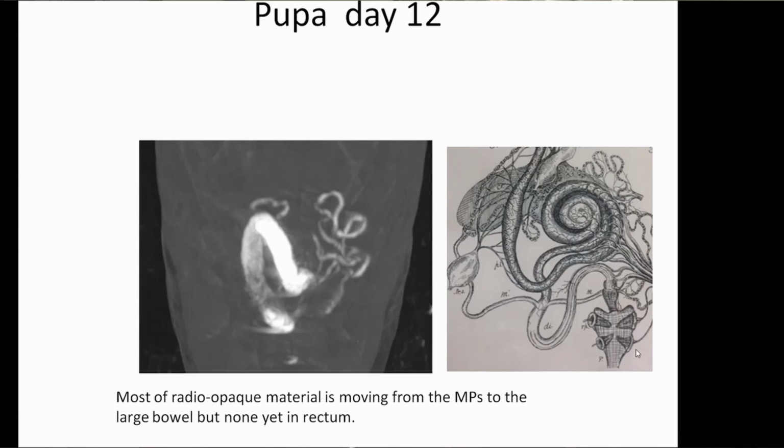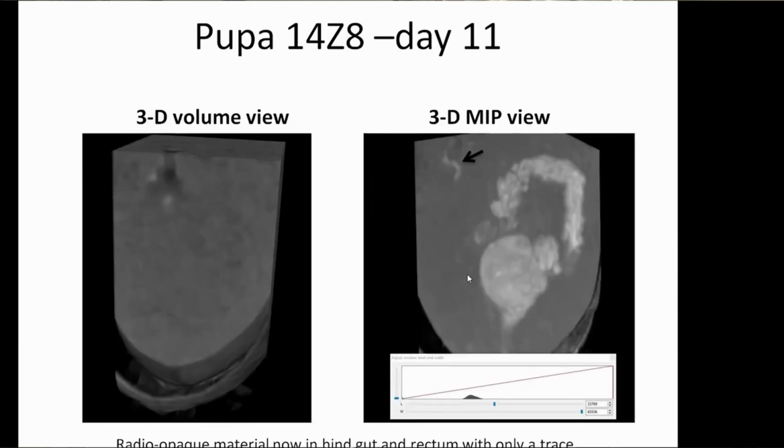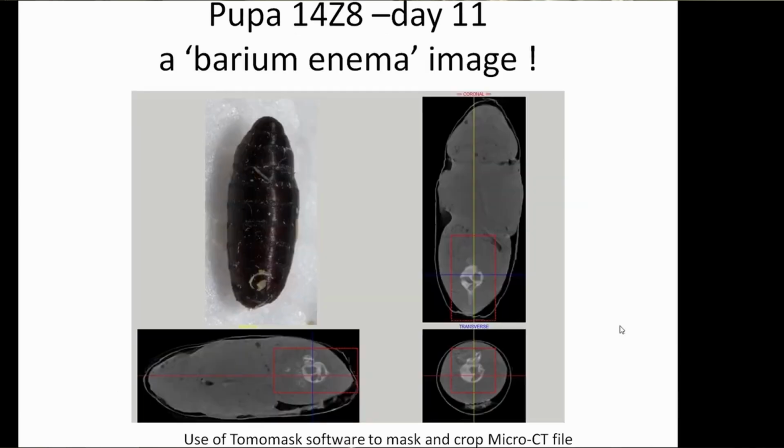So we were waiting for the next thing. If I was still a clinical doctor, I would be thinking that was a barium enema. So here now the material is passing into the rectum. Whoops, if I go back into this bit. So here we are in Tomo mask, and we're removing that bit to then get a high power view just of the rectum.